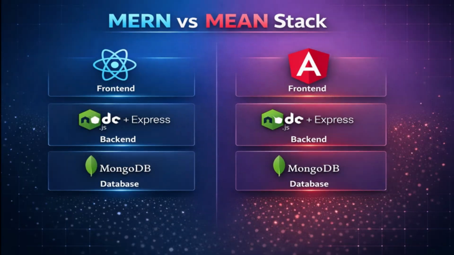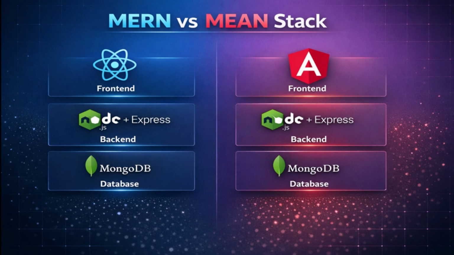In this video, we compare two popular full-stack JavaScript technologies, MERN and MEAN. Both stacks are widely used for building modern, scalable web applications and share many common technologies. Starting with the MERN stack on the left, the front end is built using React, a fast and flexible library known for creating dynamic and interactive user interfaces. The back end uses Node.js with Express, which allows developers to build efficient server-side applications using JavaScript.